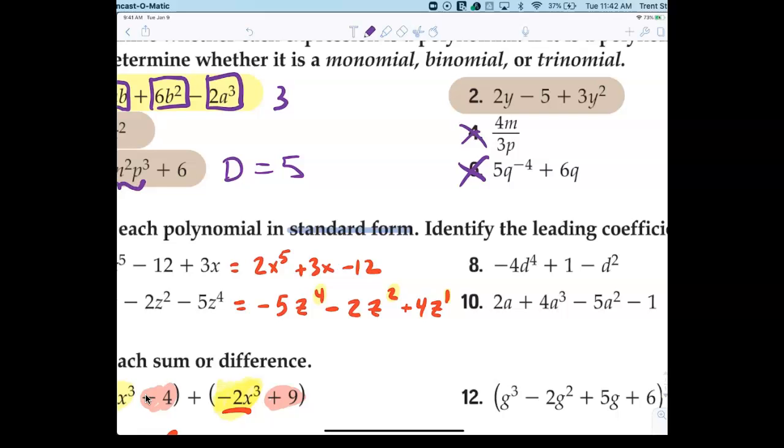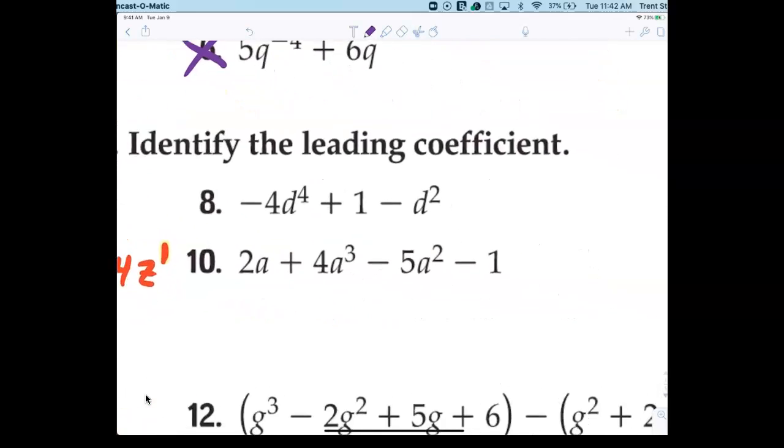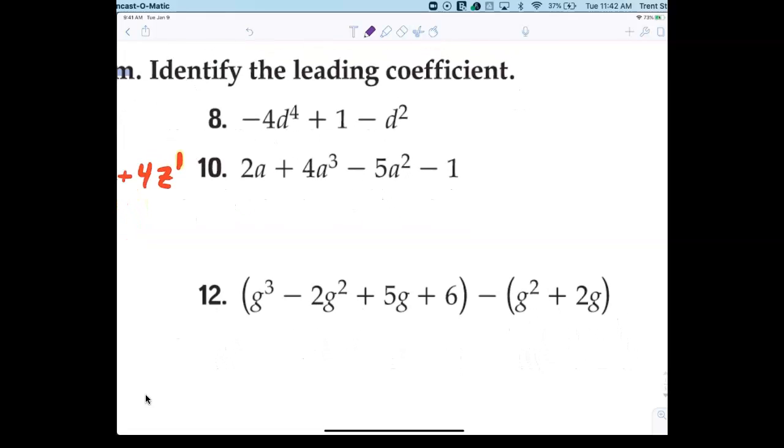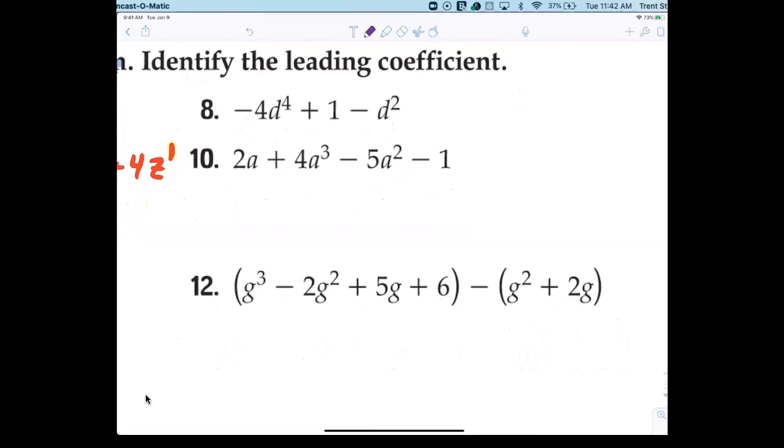Now, writing in standard form. Standard form just means start with the largest exponent and then go to the what? Smallest. And the very last thing that goes in is the constant. Remember, the constant is just the number without a variable. So if I was going to write number 8 in standard form, what's the largest exponent? So if I write that in standard form, it's just going to be negative 4d to the 4th.